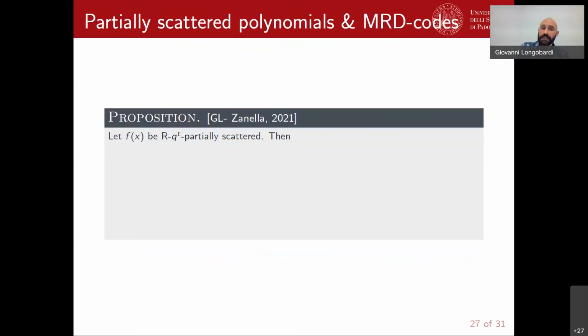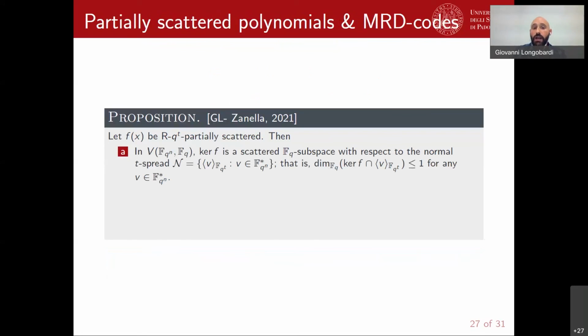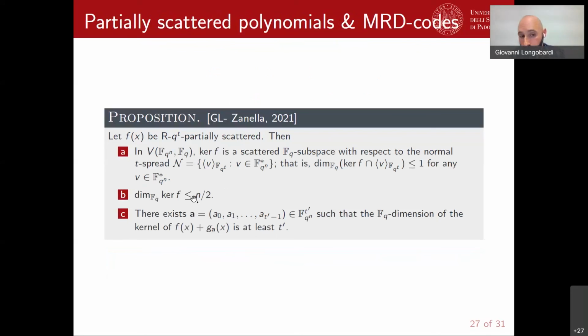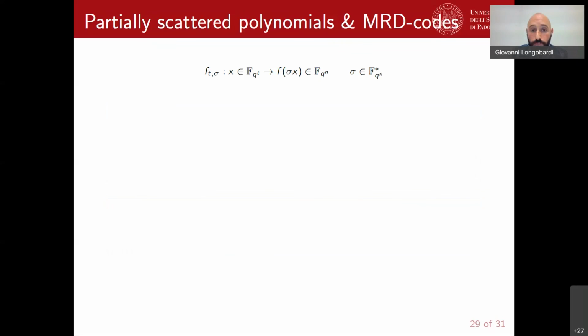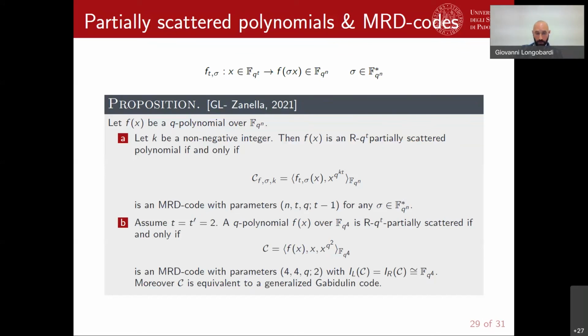So if f(x) is R_{q^t} partially scattered, then the kernel has some property: it is scattered, and the dimension is at most n/2. Then the important theorem is that if we have an R_{q^t} partially scattered polynomial, this code is a square code, and it is an almost MRD code in F_{q^n} times n. This is the main result about the coding theory object.